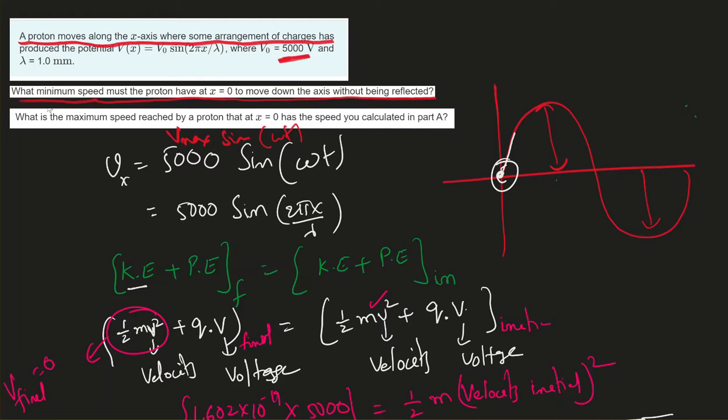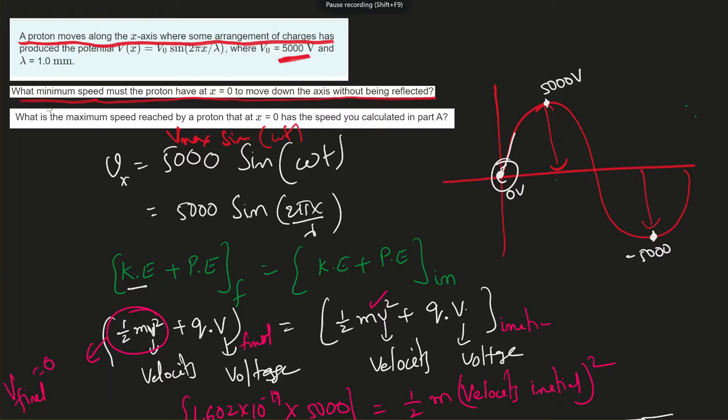So the potential at this point is 0 volt and the potential at this point is 5000 volt. So potential is changing from 0 to 5000 volt. Again, from here to here, potential is changing. This is minus 5000 volt. So potential is changing from plus 5000 to negative 5000. So there is a 10,000 volt difference. That's a peak to peak value.